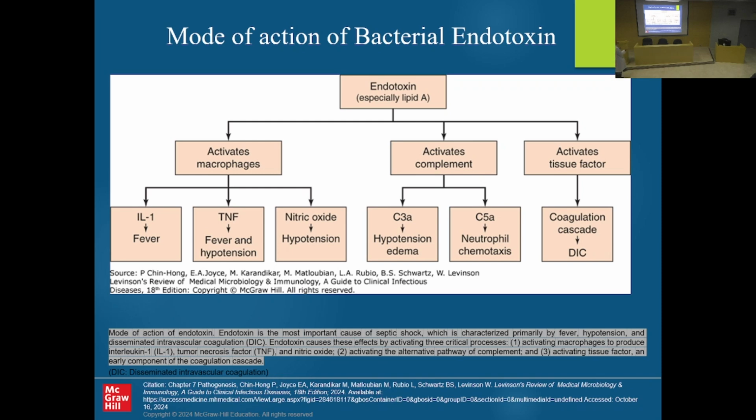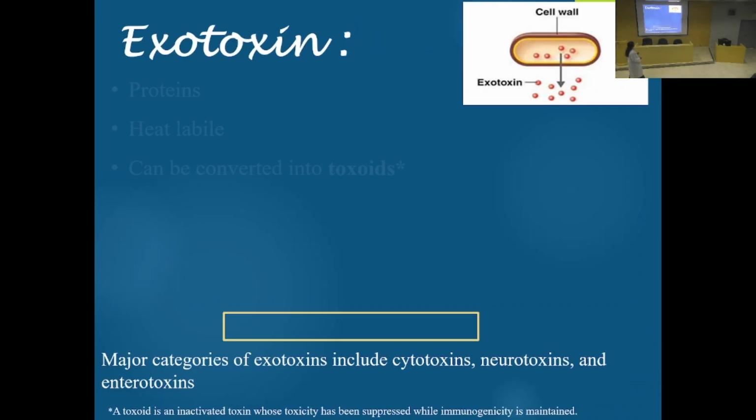Activating the complements can again lead to hypotension and edema. There will be chemotaxis, and it can also activate the coagulation cascade, leading to disseminated intravascular coagulation. So these are the functions of endotoxins, ultimately leading to shock. In gram-negative bacteria, the most important component that can cause shock is endotoxin.